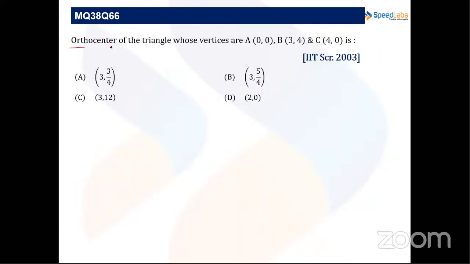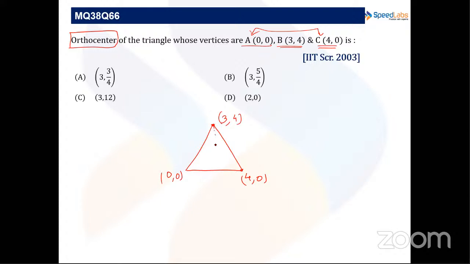Now let's move to the next question, and our next question is, we need to find the orthocenter of the triangle whose vertices are A 0 comma 0, B 3 comma 4, and C 4 comma 0. Now, what is an orthocenter? Orthocenter is the point of intersection of the altitudes. So we are having the point 0 comma 0 here. It will be on the x-axis, A and C both. It is 4 comma 0, and somewhere here we are having 3 comma 4.